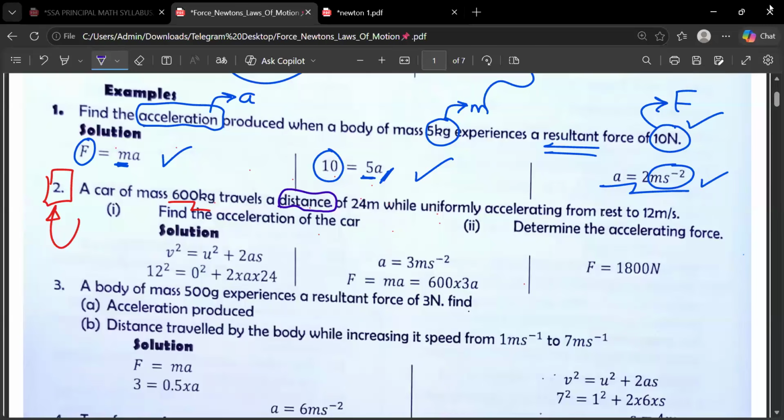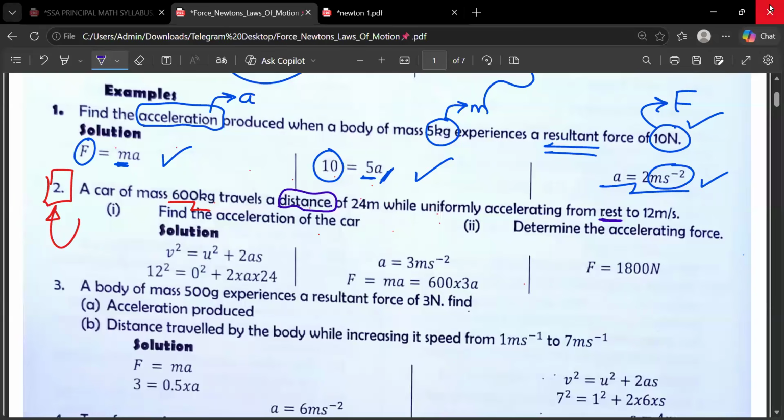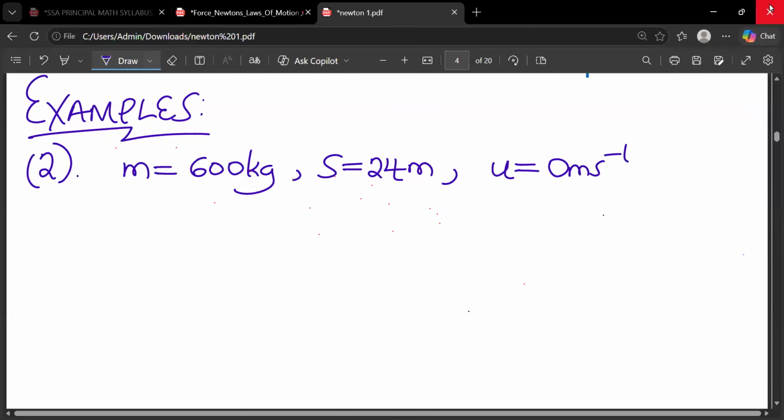while uniformly accelerating it from rest. So when they say from rest, I told you that means that the initial velocity is 0. Okay, so we shall have u = 0, and velocity is simply meters per second. And then they are saying that they're accelerating it from 0 to 12. So 12 is the final. So you also put a comma and say that v shall be what? 12. So you can summarize from the question, or you make your own summary, something like that.